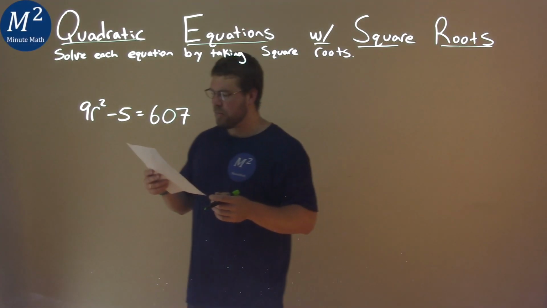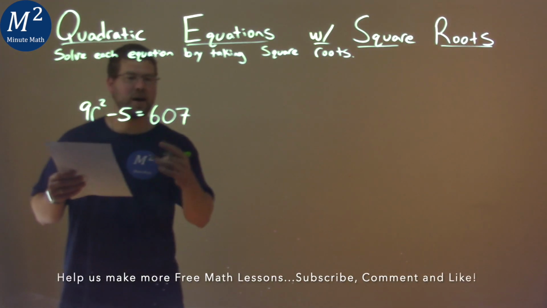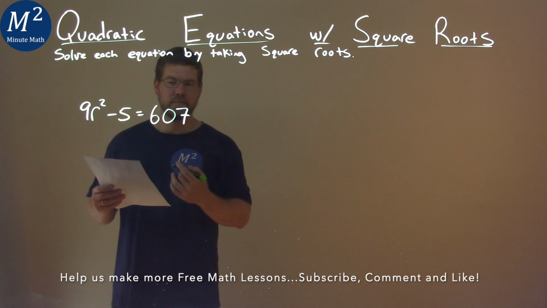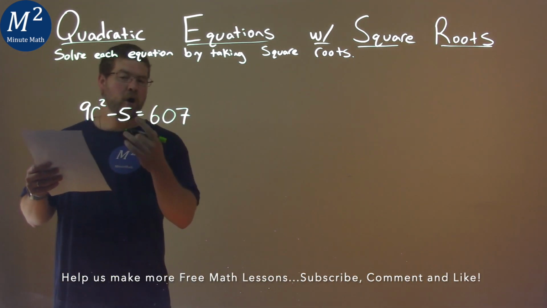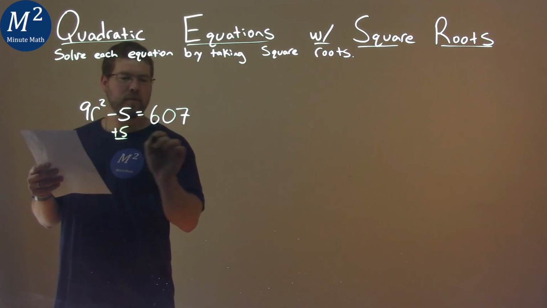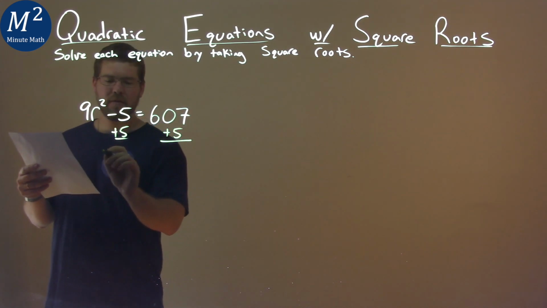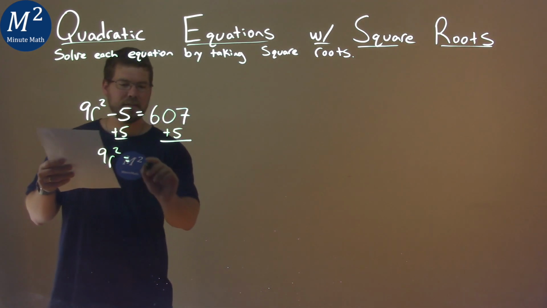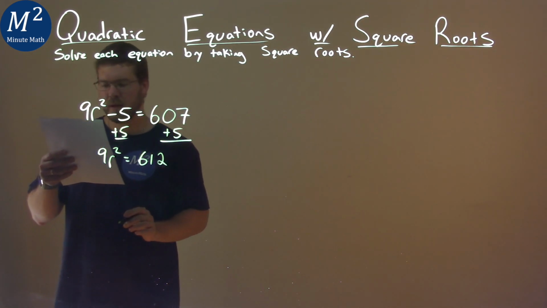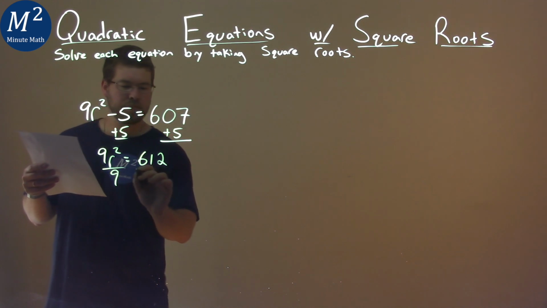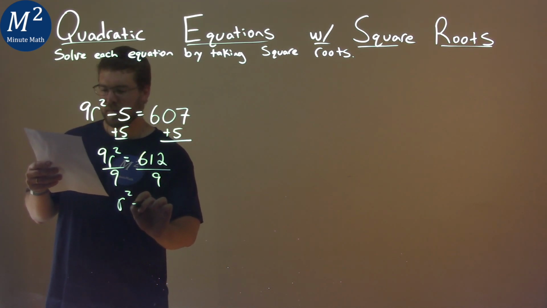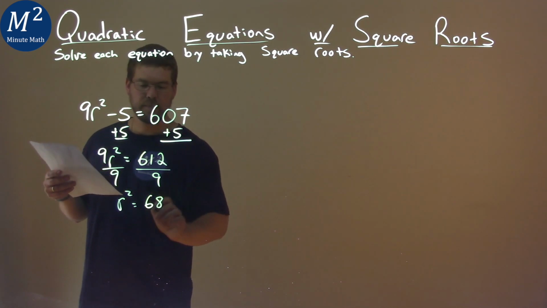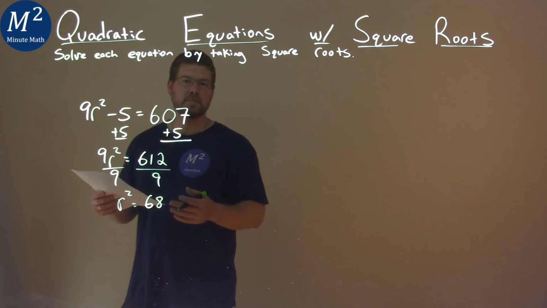We're given this problem right here. 9r squared minus 5 equals 607, and we want to solve this equation by taking some square roots. I want to get an r by itself. So I want to add a 5 to both sides. And then we have 9r squared equals 607 plus 5, which is 612. Divide both sides by 9. And r squared equals, well, 612 divided by 9 comes out to be 68. So now we have r squared equals 68.